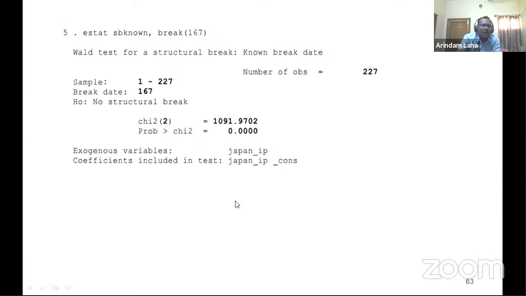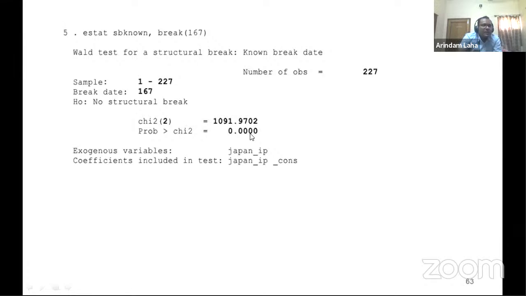Then again you are doing a Chow test. Obviously, there will be trouble. So this is for your clarification. So SB known. When you are writing SB known, then they will understand that you are dealing with the Chow test, where the structural break is known to you. And what is the break date? 167. If you just type this command, then they have a known structural break date. They will understand the break date 167, and they will give you a p-value.